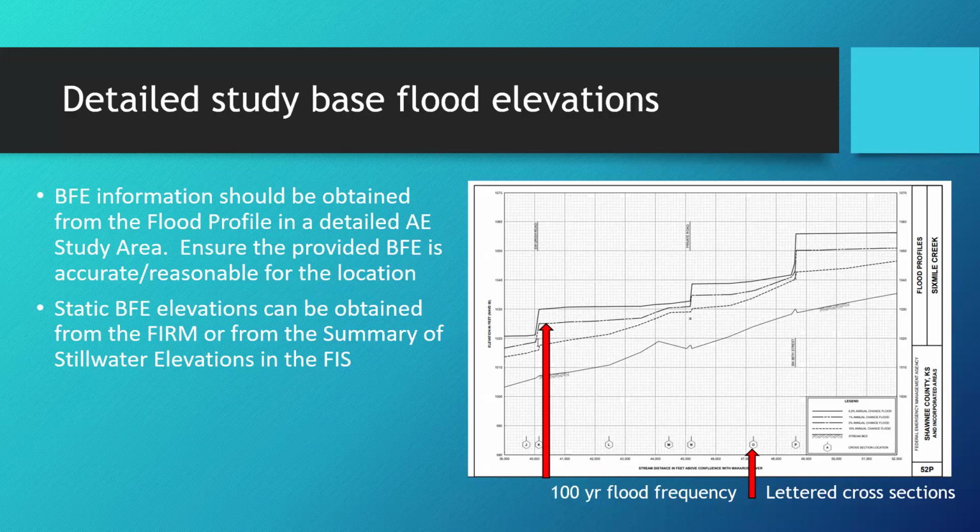And again, this would be a detailed study area, in this case an AE zone. You would go here and then ensure that the BFE is accurate and at least reasonable for this location. Again, if you have a reservoir or a lake flooding source for your property, the static base flood elevations can be obtained from either the FIRM or the summary of still water elevation table, and that's going to be towards the beginning of the FIS. You should be able to find whatever your flooding source is and then verify the base flood elevation.